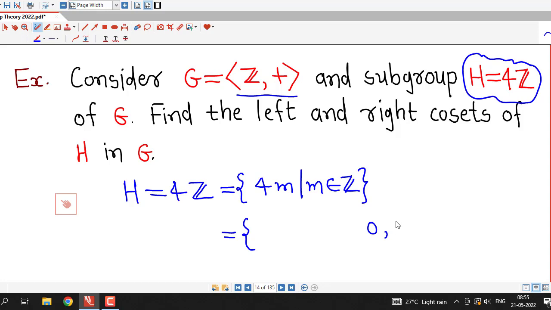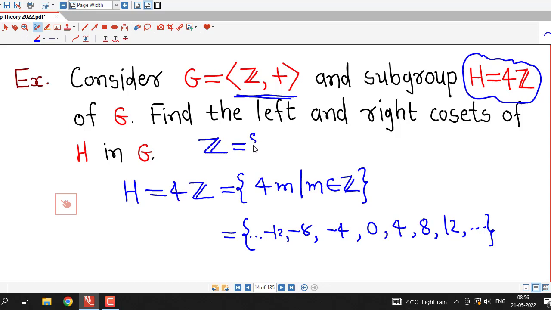We start with 0, then 4, 8, 12 and so on, and on this side we write the negative integers -4, -8, -12 and so on. So this is an infinite set, and this group of integers is also infinite. We have to find the left and right cosets of H in Z. We can write the description of Z also, because we have to decide the cosets for every element of the group Z, and the operation is standard addition: -1, -2, -3, -4 and so on.